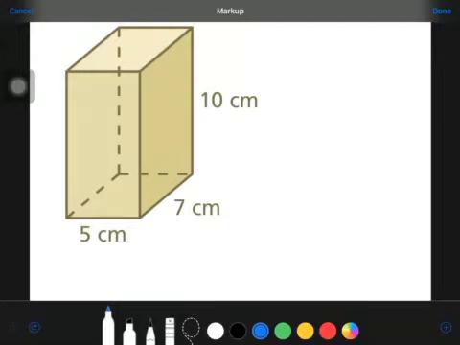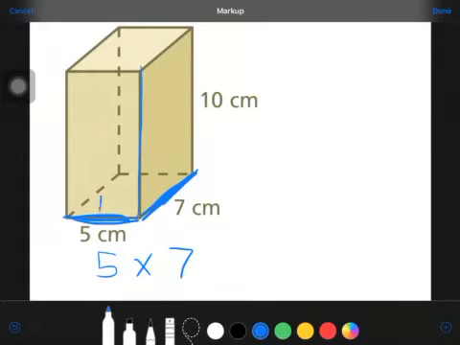So again, the way we do that, well, how many dimensions does this shape have? It's got 1, 2, 3 dimensions. So we're just going to multiply those 3 dimensions, just like we did with the cube a few minutes ago. So this is 5, so we're going to go 5 centimeters. This is 7, so we could call this our length and our width. And then we're going to multiply that answer by our height.